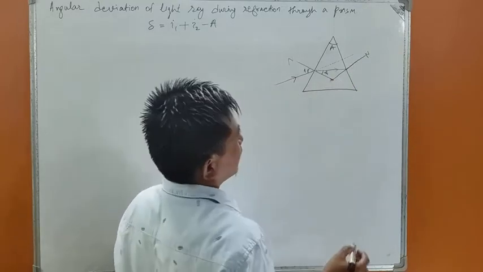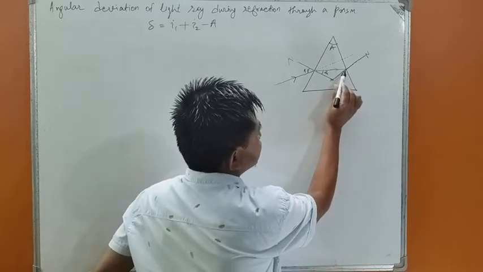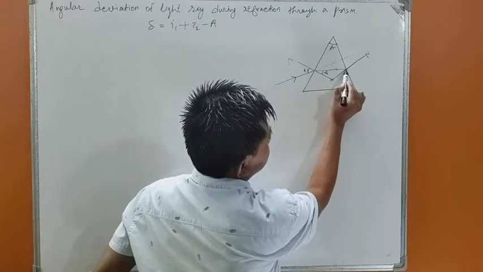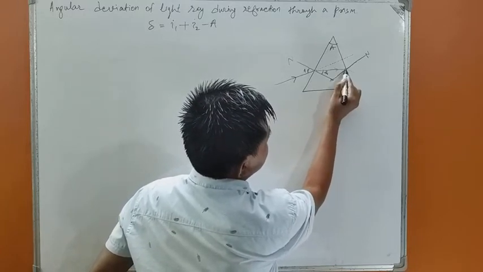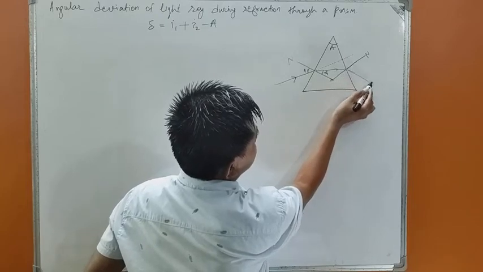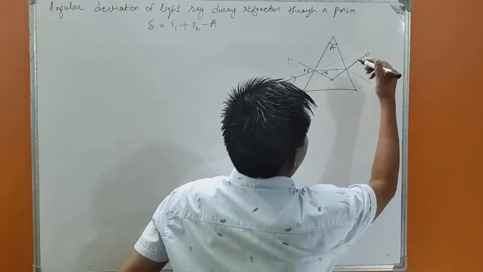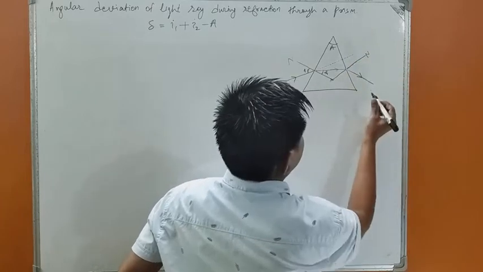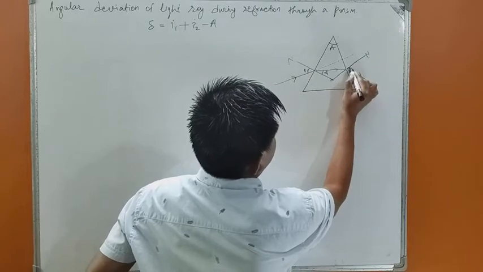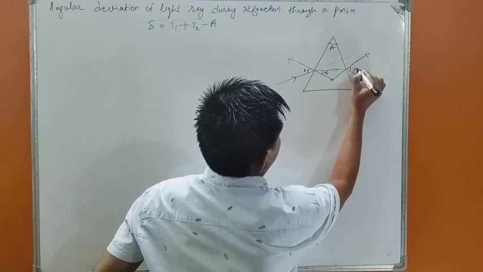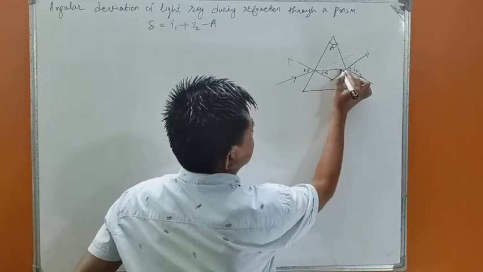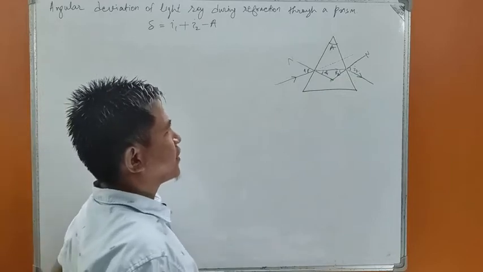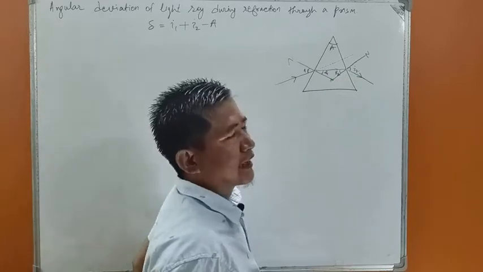Now after refraction, the ray of light enters the rarer medium. That means the ray of light will bend away from the normal, so it will travel in this direction. This is the angle of emergence, that is I2, and this is the second angle of refraction, R2. Are you getting me?